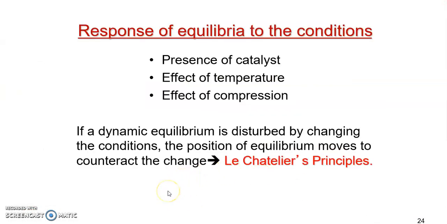Okay, and then let's move to our next topic: what is the response of our equilibrium, or our chemical process in a reaction which has reached equilibrium, when the conditions of the setup are messed up or we slightly change it. So here we are given conditions, such as if we put in a catalyst, or give a slightly different temperature, or a slightly different compression to our system.